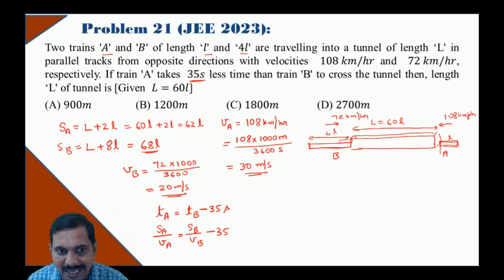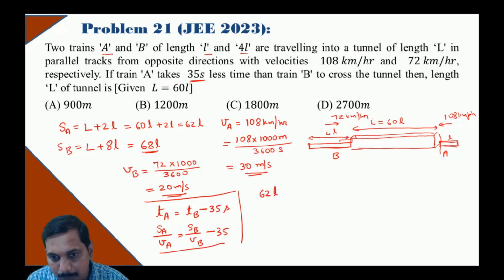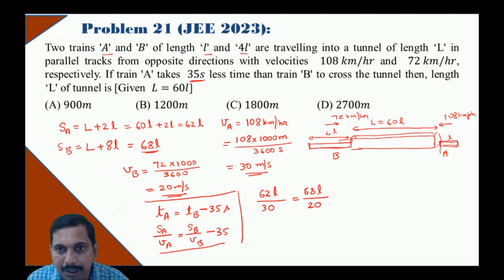So what is SA? I am substituting into this equation, students. SA is 62 small l divided by VA, which is 30 meters per second. Don't substitute in kilometer per hour, you will go wrong. This is equal to SB, which is 68l divided by 20 meters per second, and then minus 35. Now we need to solve for l.